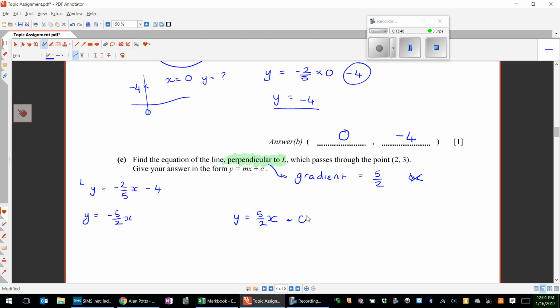So for instance, if I've got 5/2x, I know there's a point (2, 3). That means when x is 2, y is 3. So I do 3 = 5/2 times 2 plus something. 5/2 times 2 is 5. So therefore, c must be -2. So my equation would be y = 5/2x - 2. However, if 5 over 2 isn't your gradient, you shouldn't get -2 as your plus c. You should have something different.